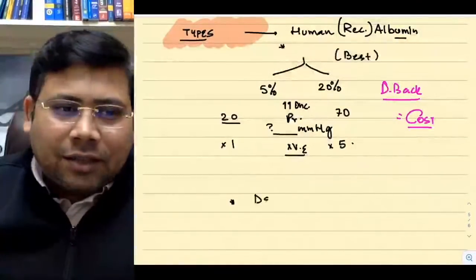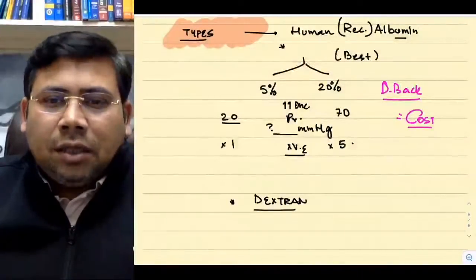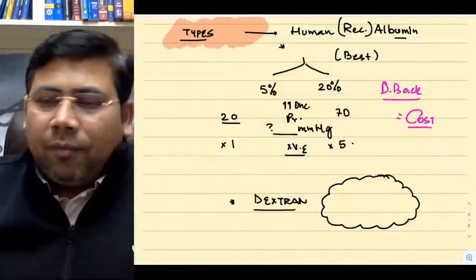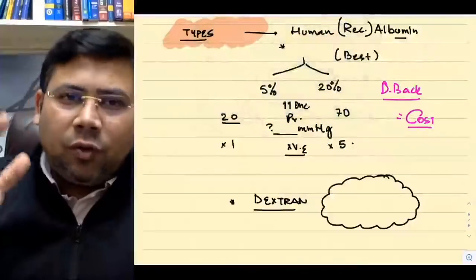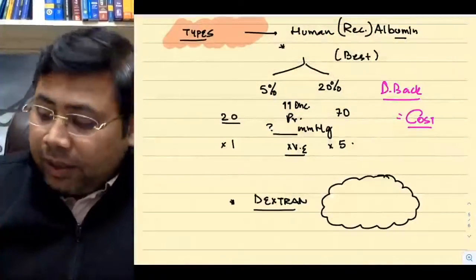The next is dextran. Dextran is a deadly fluid which is a combination of two bacteria incubated in a sucrose media. What are the two bacteria?